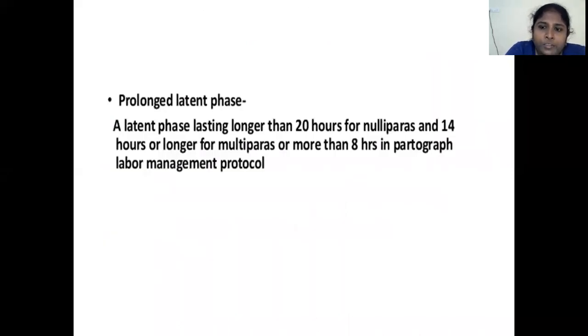Prolonged latent phase means latent phase lasting longer than 20 hours for a nullipara. Usually, latent phase is approximately 8 to 12 hours, and for a second gravida sometimes the latent phase may last only 6 hours. But prolonged latent phase means in a primary it may extend up to 20 hours, and for a second gravida more than 14 hours, and more than 8 hours in a PARTOGRAM management protocol. PARTOGRAM will be dealt with in a later part.